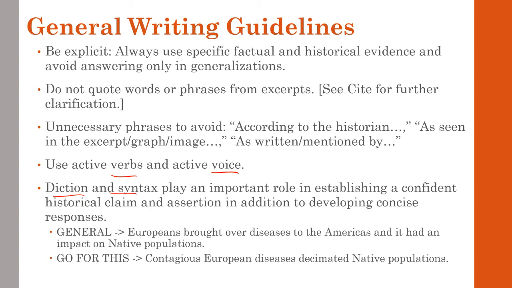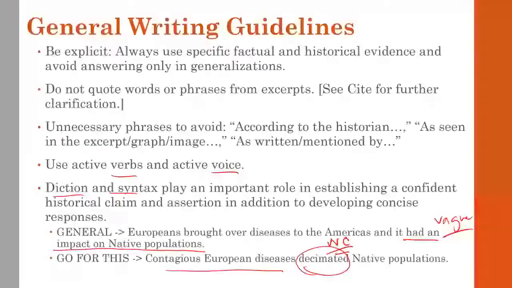Oftentimes, when we go back to that first SAQ, we get responses like this: Europeans brought diseases to the Americas, and it had an impact on native populations. This here is vague. What kind of impact? What was the end result? Instead, write: contagious European diseases decimated. Take a look at this diction. The word choice being utilized shows very aptly what happened to native populations.